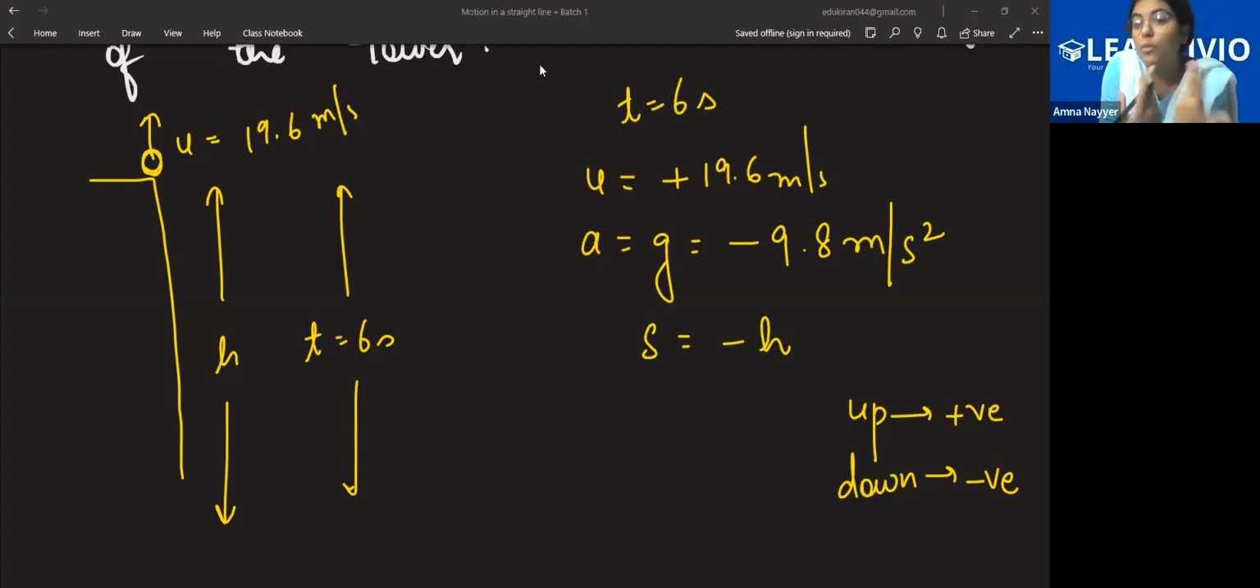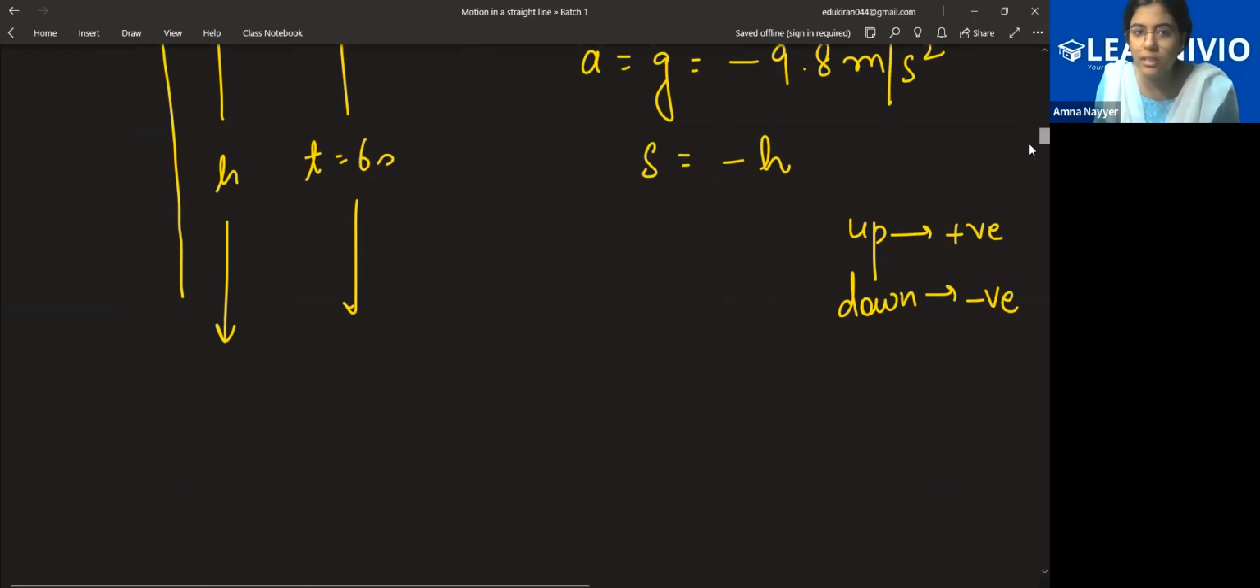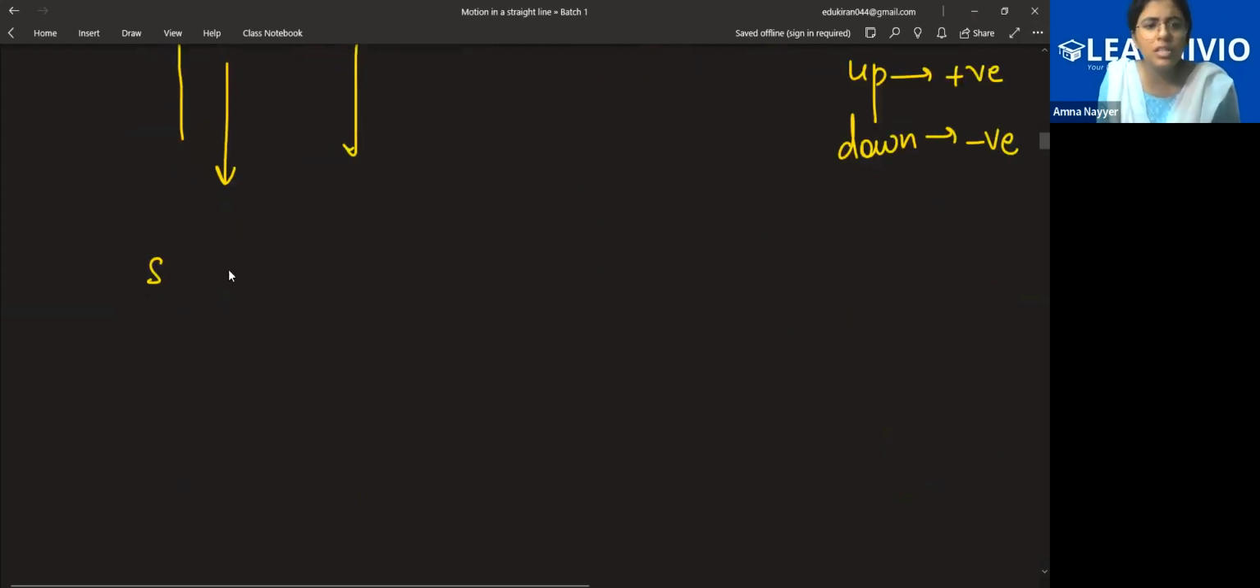Zainab, again, how will we get V? We do not have any information about the final velocity. We have displacement, we have time, we have acceleration. We know the initial velocity also, but we do not have information about V. Yes, correct, Jyopita. This is S is equal to UT plus half AT square. Very good. See class, why we cannot use the third equation or the first equation? Because we do not have information about V.